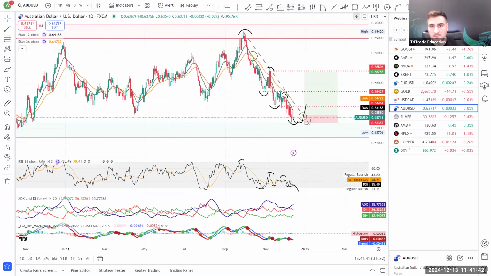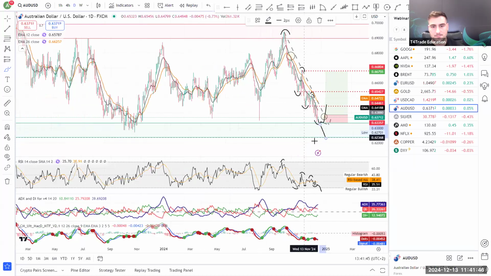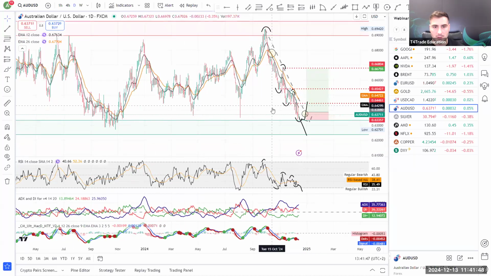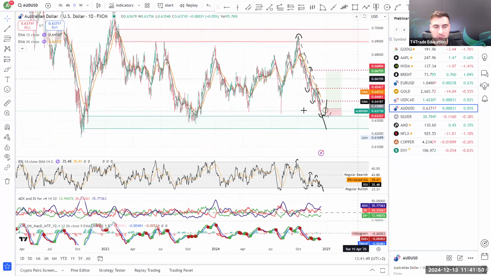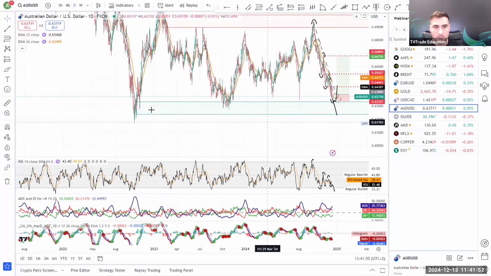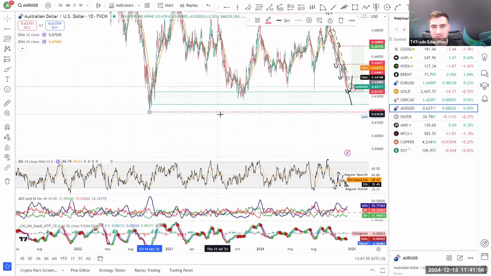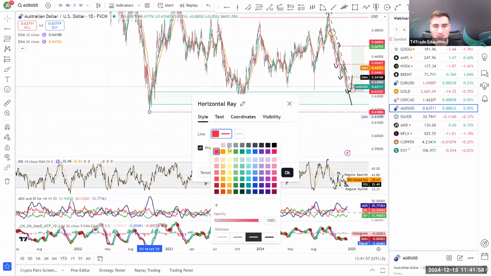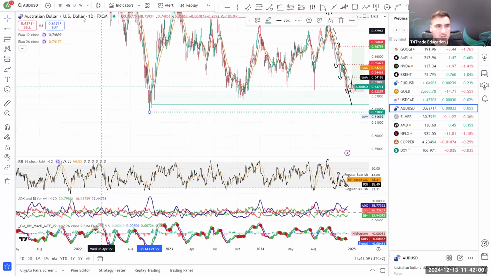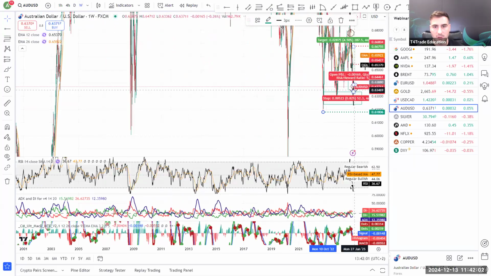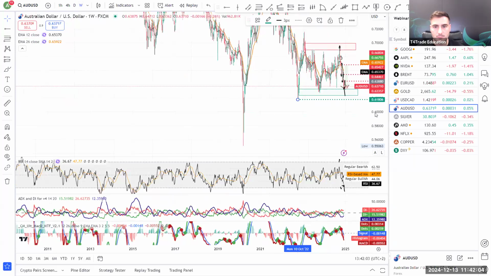I'm going to be looking for a break below this area, and I'm going to be awaiting to see support somewhere in here. If this support level breaks as well, now we are into territory last seen before in, when?